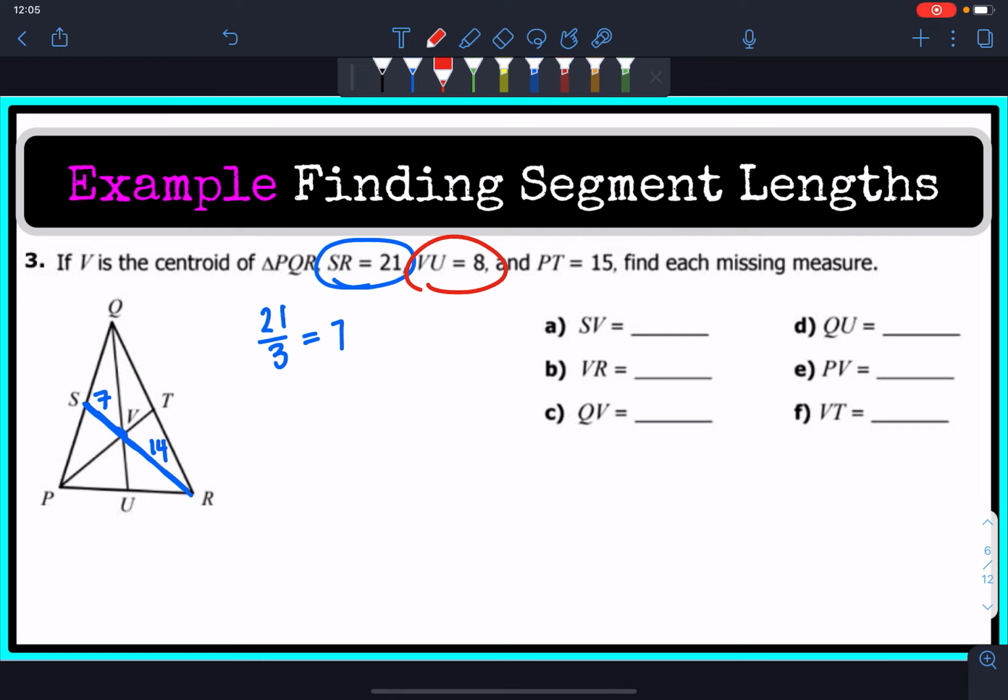Now the second piece of information we're given is that the distance from V to U is 8. So the longer end of that median would be 16. And we're also told that PT is 15. That's this median from point P to the opposite side. Again, T is in the middle. So if that distance is 15, then from the centroid to the middle point, the shorter end of that median would be 1/3 of that distance. So if I divide 15 by 3, I get 5. And that's how long this segment here is going to be. That means the longer part of that median, from the centroid to the vertex, is going to be 10.